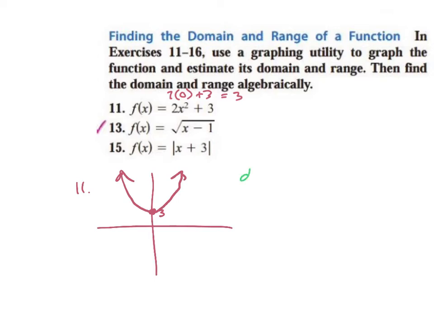Now to find the domain, we go from left to right. Our graph is continuously going in the left direction, so we're going to start with negative infinity, and it continuously goes in the right direction, so our domain ends at infinity. Which again, another way of writing this would be all real numbers.